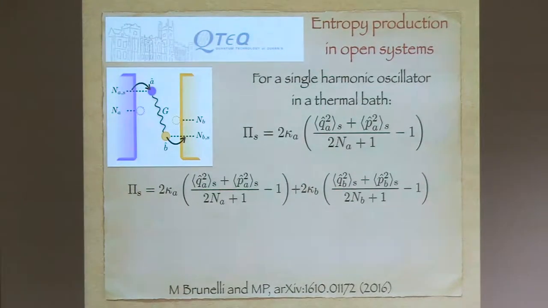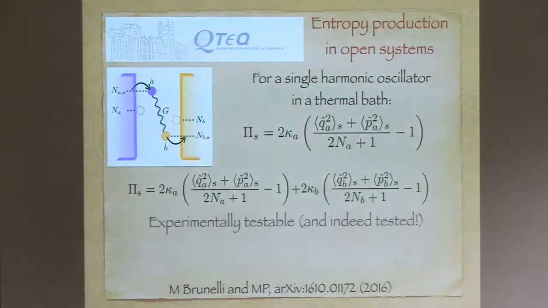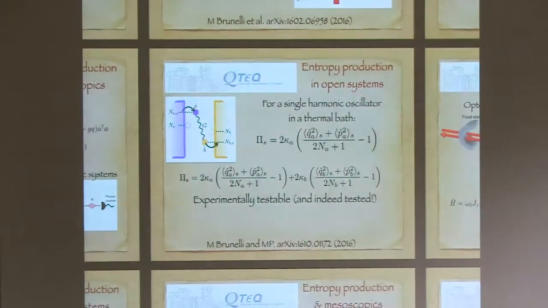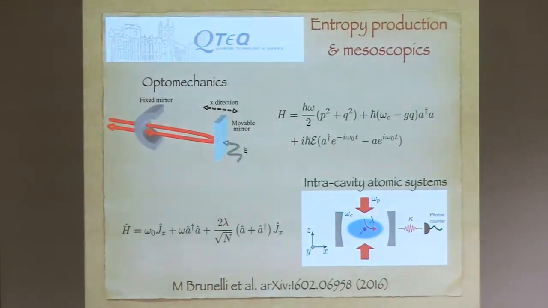And the effect of the coupling, the effect of the interaction, is all encompassed by the state upon which you calculate these averages. So the effect of the coupling is all in these averages. So even in the case of coupled systems, you have something that can be assessed, can be experimentally addressed. And this was indeed addressed by a couple of experiments, actually.